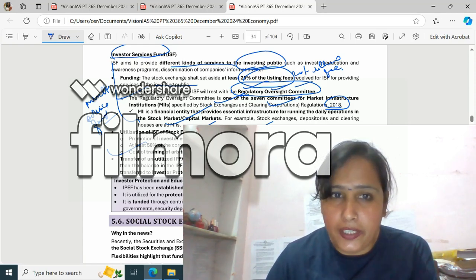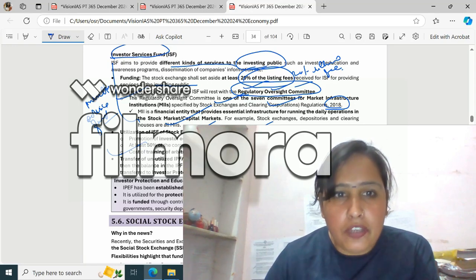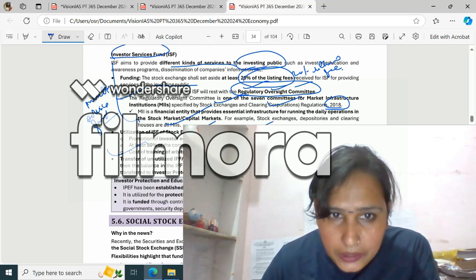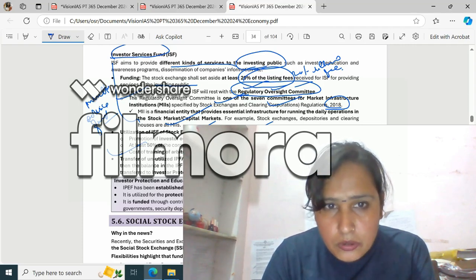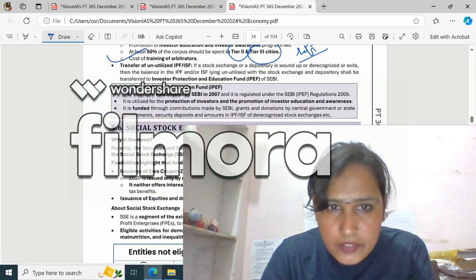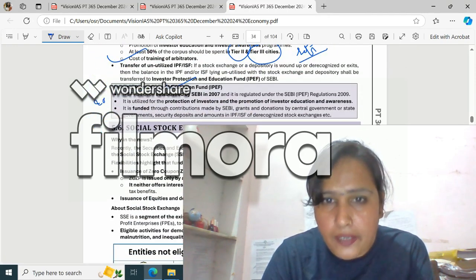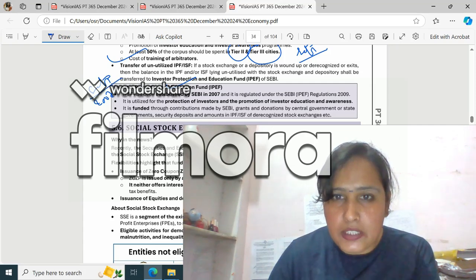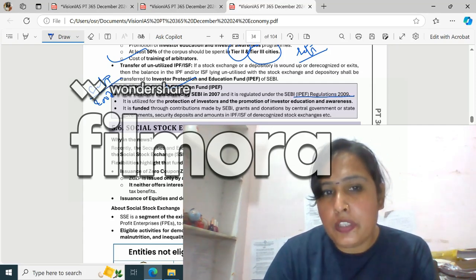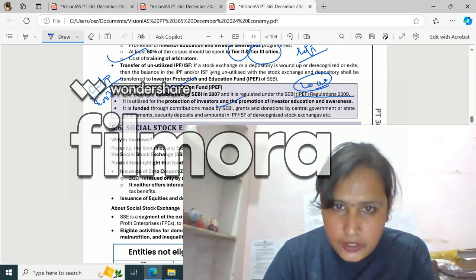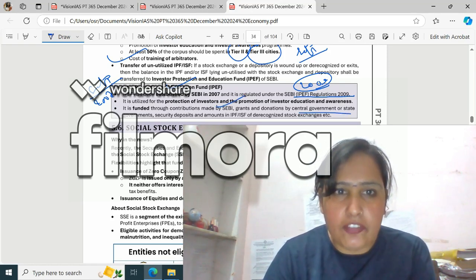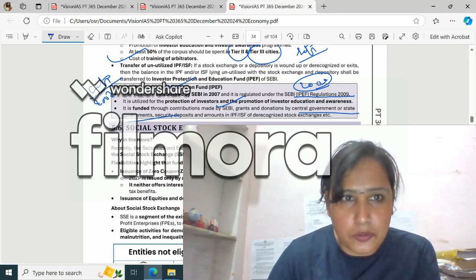This is the Investors Protection and Education Fund, which is also governed by SEBI. The unutilized amount can be transferred to the Investor Protection and Education Fund. SEBI launched this fund in 2007, and it is regulated under the SEBI Regulation Act of 2009. It is funded through contributions of SEBI, grants and donations by the central government and the state government, security deposits, and the amount of the IPF and ISF.